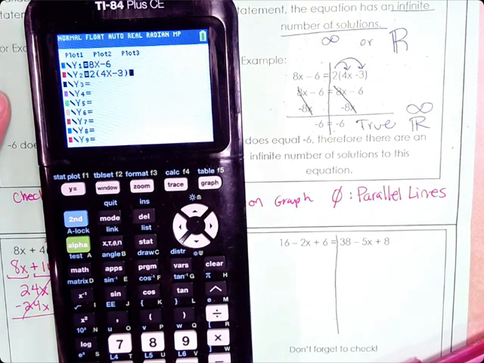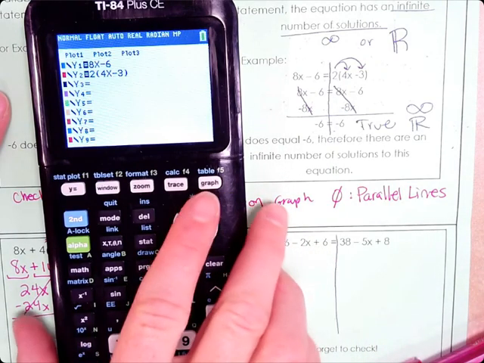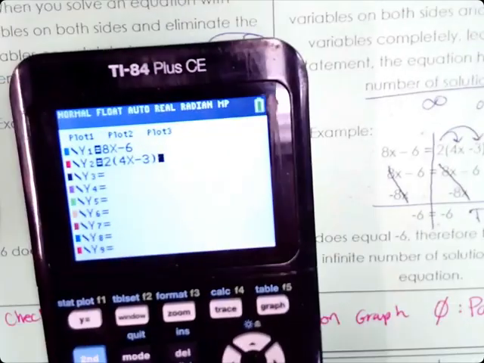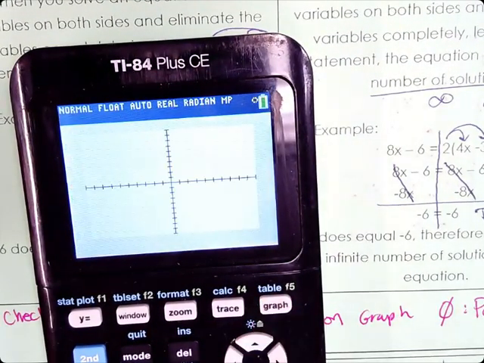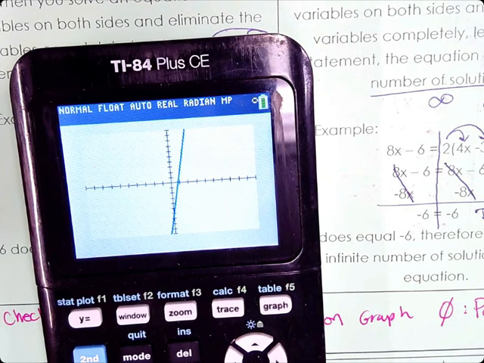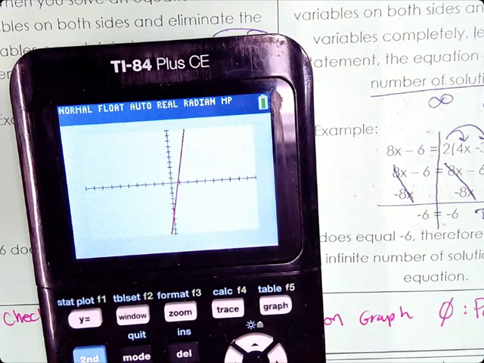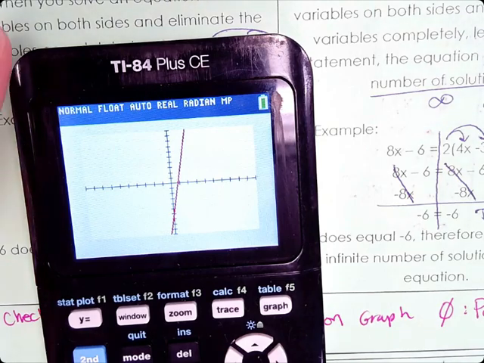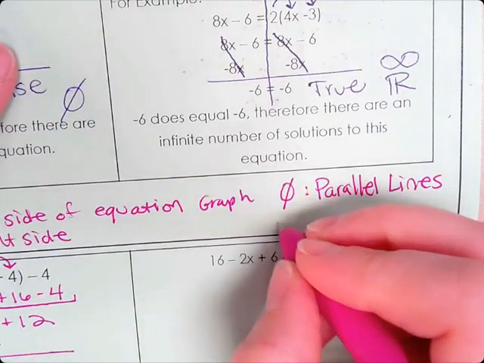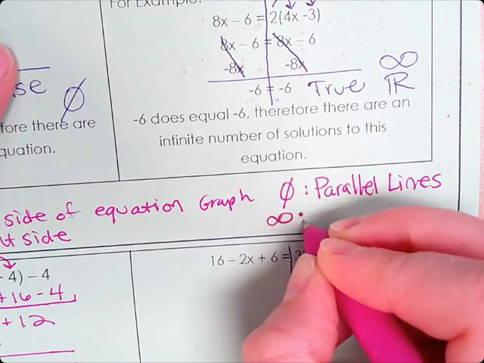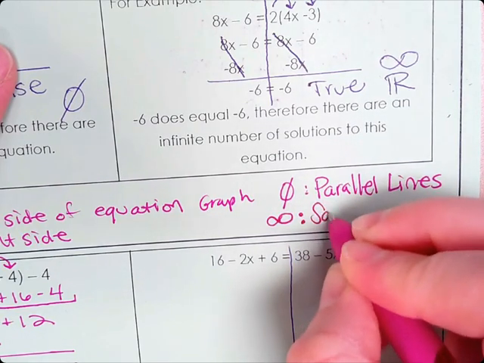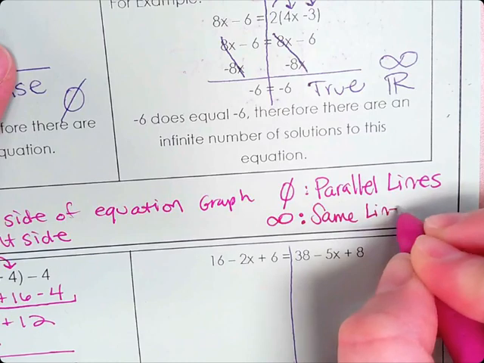What's really cool is the calculators that are the color calculators. You'll actually see something really cool. So, y'all ready to watch mine? I hit graph. There it is. It's blue. And then what happens? It turns red. It's because they graph right on top of each other. It's the exact same line. So all real numbers, infinite, means same line. So you will only see one line.